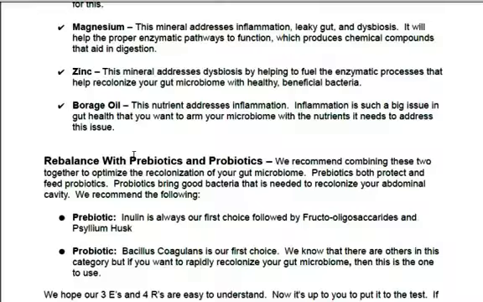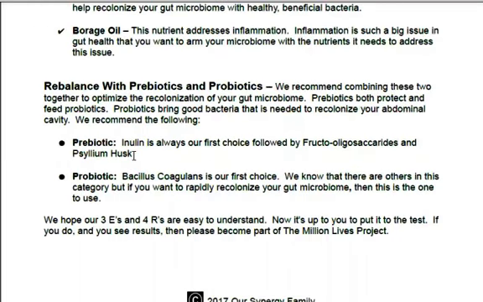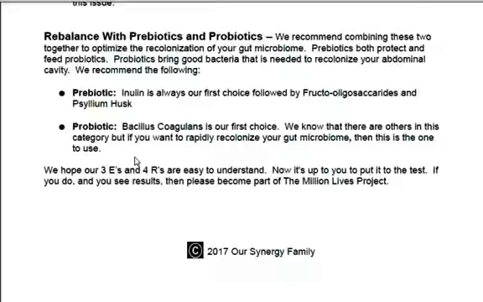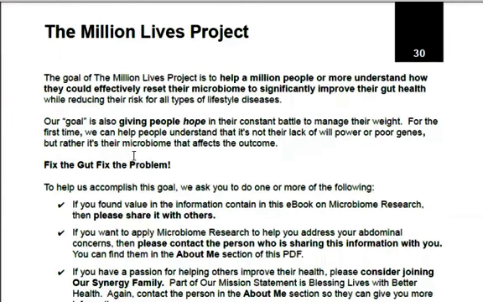And then we want to rebalance with prebiotics and probiotics. What are the ones that we recommend? Inulin, Bacillus coagulans. You can go out and buy them separately, or you can get them all in Biome Actives. And then once we go there, then we go into the Million Lives Project.